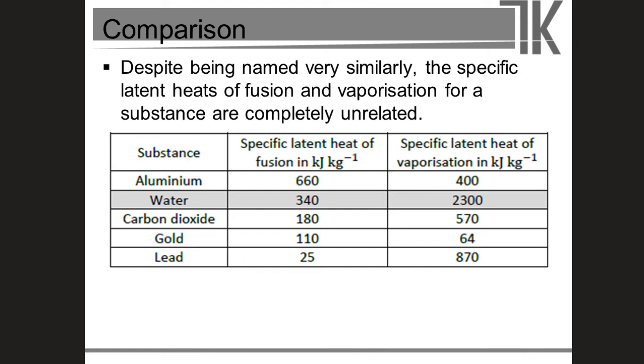Like the specific heat capacities, you're not expected to know these values. You will be given them if you need them inside an exam setting, but you should have a good understanding of whether or not your answer is reasonable. So for specific latent heats of fusion and vaporization, sort of tens to hundreds is a good order of magnitude.